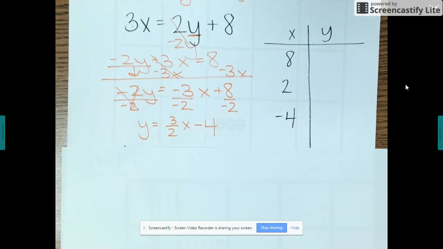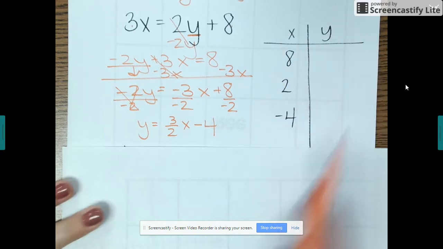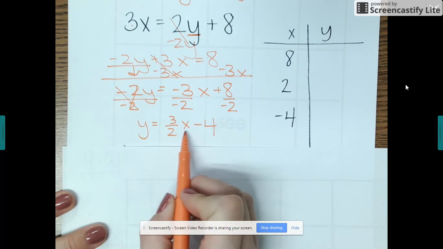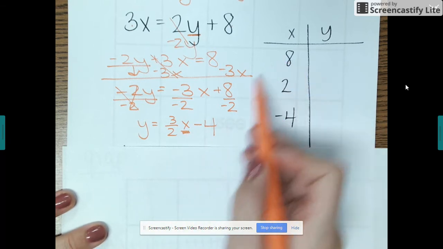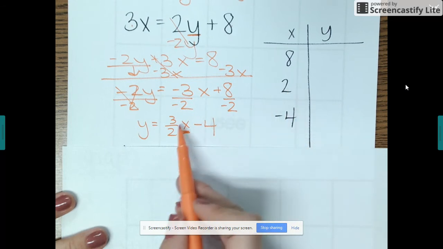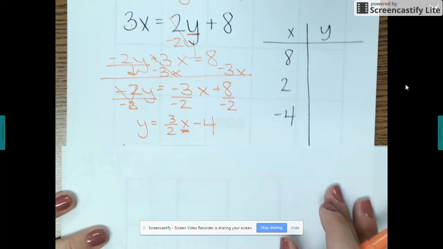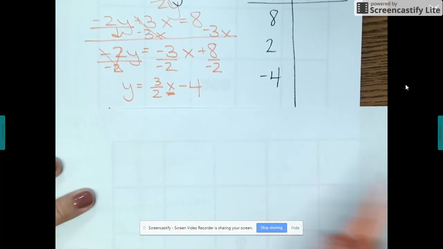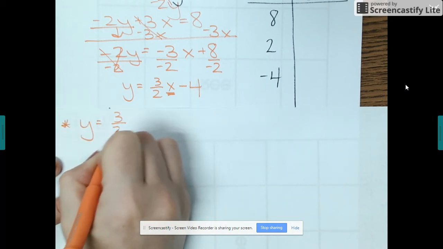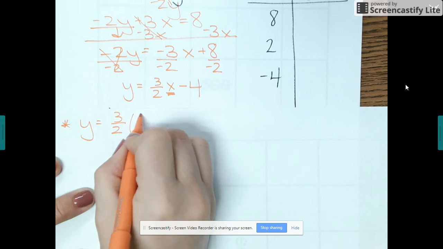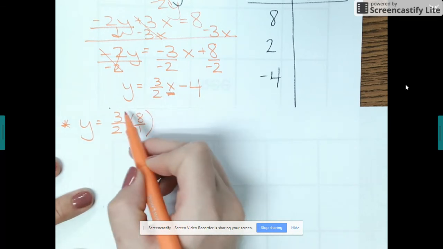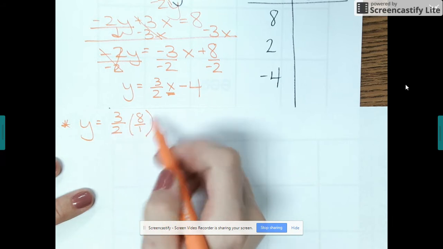Okay, now here's your table that they give you. Every time you see an x, you're going to plug in 8. Every time you see an x, you're going to plug in 2. And every time you see an x, you're going to plug in -4. So I'm going to just slide this up here. So your first one is y equals 3/2 x, and x is 8. I'm going to put it over 1 because I know multiplying fractions is no problem. Top times top, bottom times bottom.